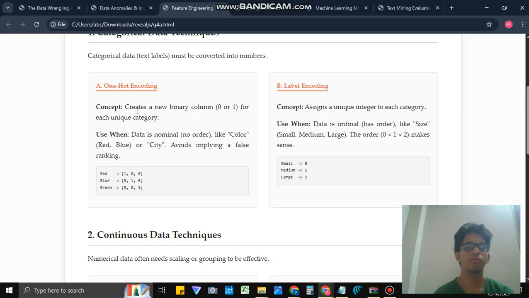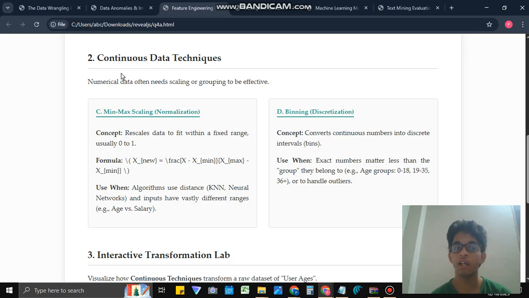One-hot encoding is used when data is nominal, that is, there is no order, like color: red, blue, or city. It avoids implying a false ranking. Whereas label encoding is used when data is ordinal, that is, it has order, like size: small, medium, large. The order can be 0, 1, 2. It makes sense, right? Then we have continuous data techniques.